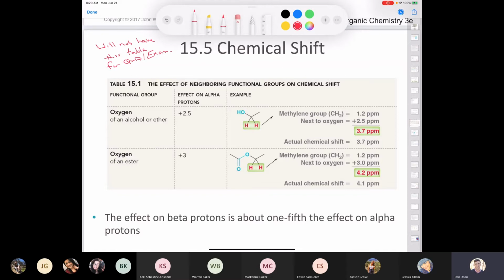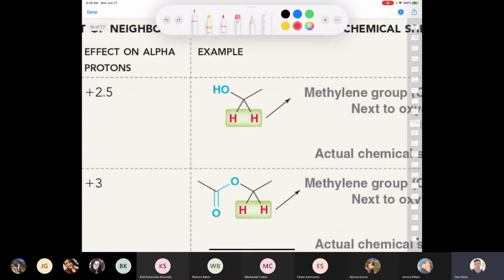So here's what happens. If you have your methylene, a CH2, what was the baseline? We just looked at this on the last slide: the baseline is 1.2 parts per million. If that methylene is right next to the oxygen of an alcohol, you add 2.5 parts per million. Why would that be? Because oxygen is the second most electron-withdrawing element in the periodic table, and it's going to pull electron density away from these protons.